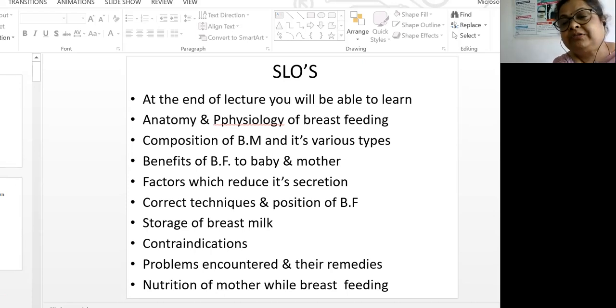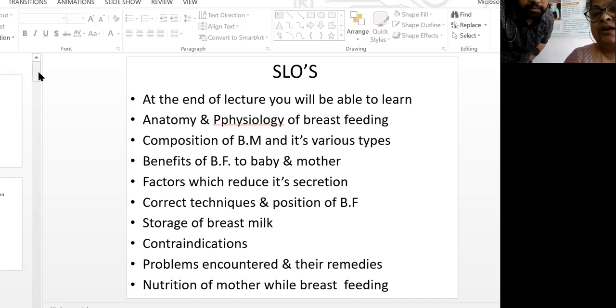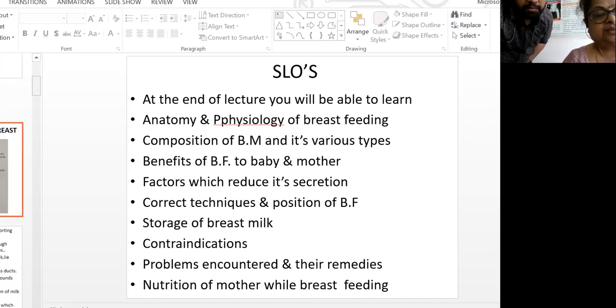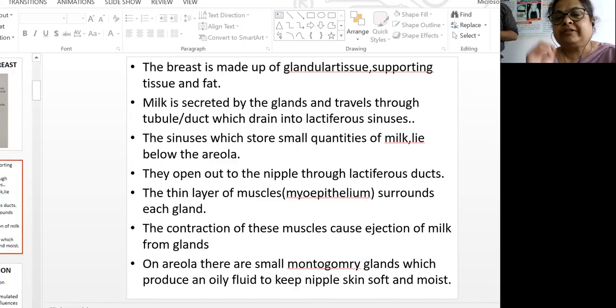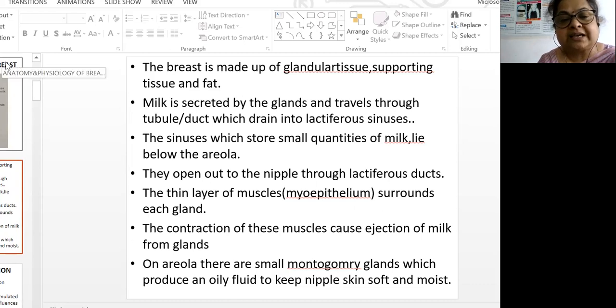So today I will tell you about the anatomy and physiology of breastfeeding. As you are all aware, you have studied the structure of the breast in anatomy. It consists of glandular tissue, fatty tissue, and supportive tissue and fat. Milk is secreted by these glands, which are known as the lactiferous glands, and the secreted milk travels through the tubule or duct, which drains into the lactiferous sinuses. The sinuses, which store small quantities of milk, lie below the areola.